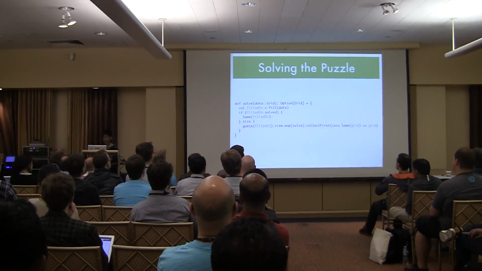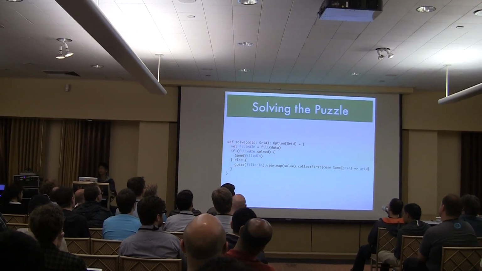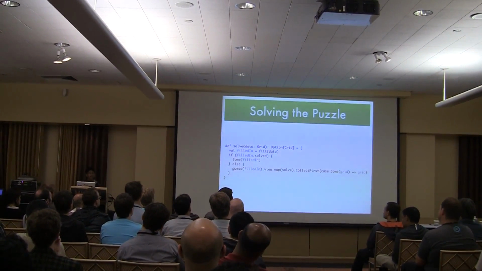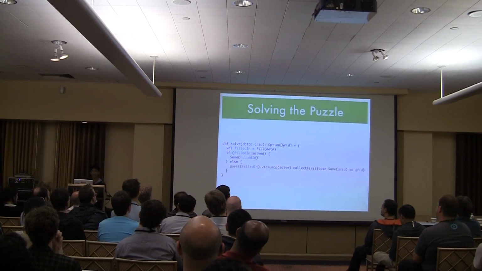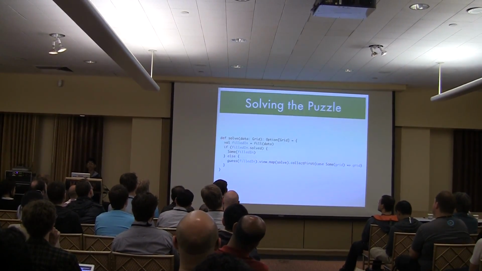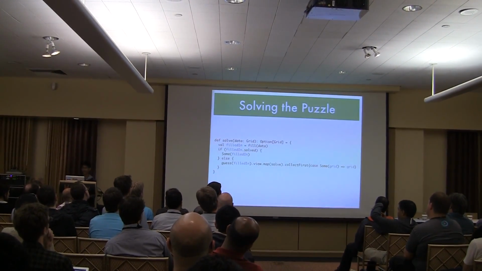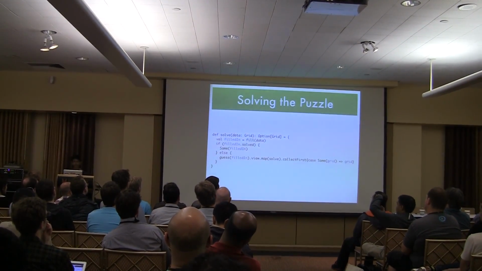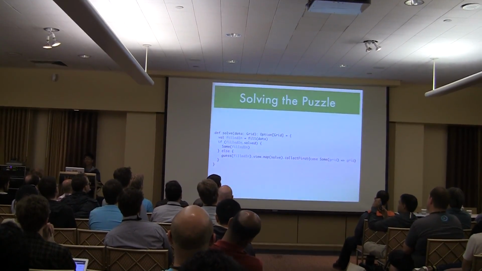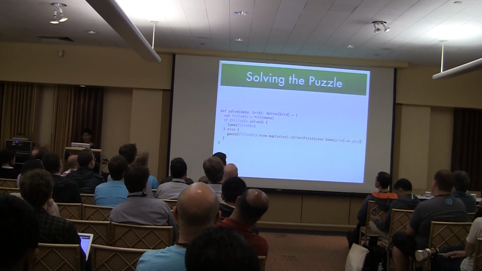So now solving the puzzle. This is my solve method. It takes data of type grid and returns an option of grid. The reason why I have option of grid is if I do get a solution, I'll return Some with the grid that's a solution. But if I don't find a solution, I'll just return None. What I do is the first step is filling in my data, so I get my filled in grid. And then let's say it's my lucky day and my filled in grid is solved. Then I'll just return the filled in grid.